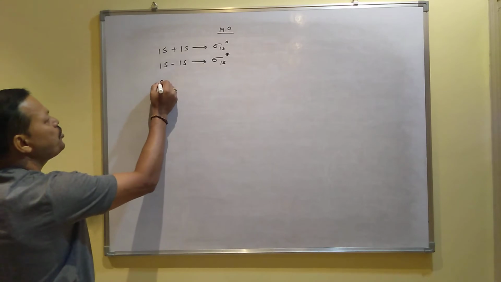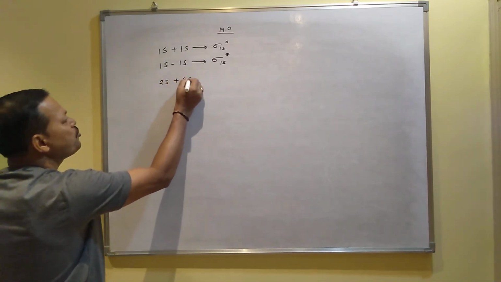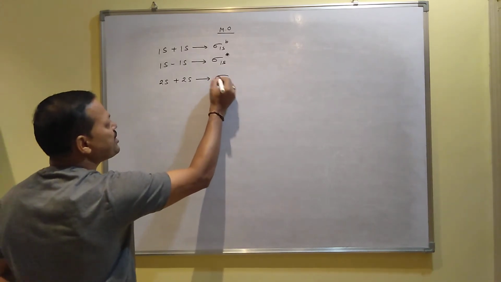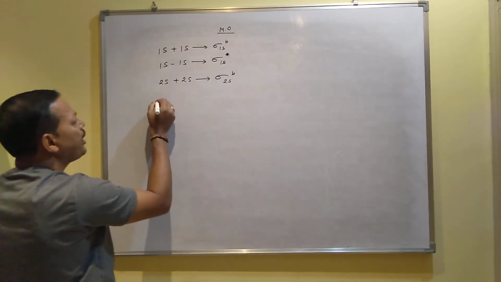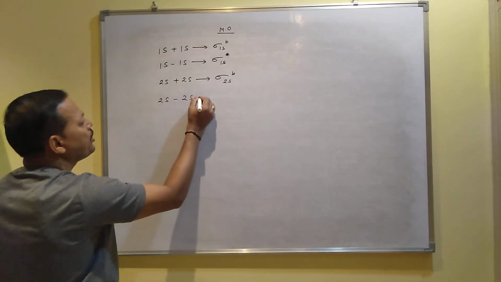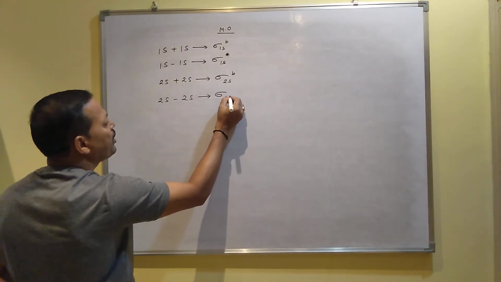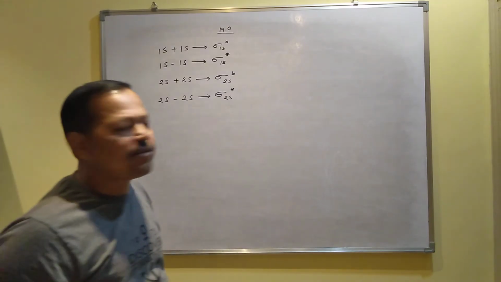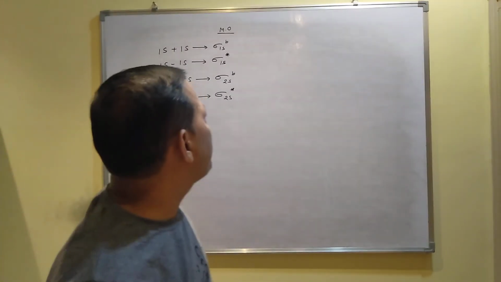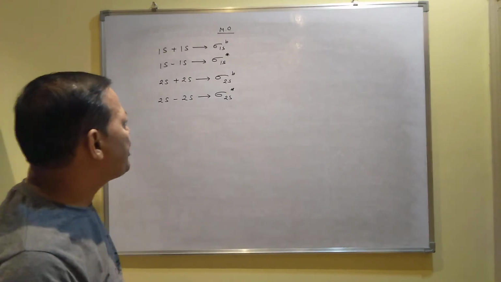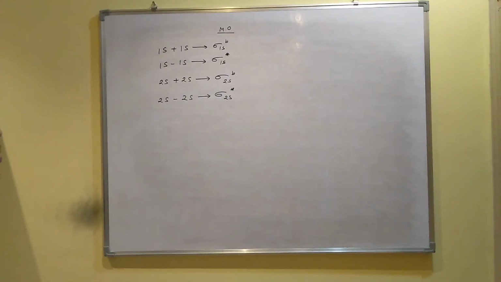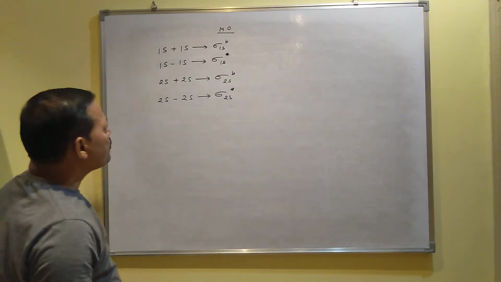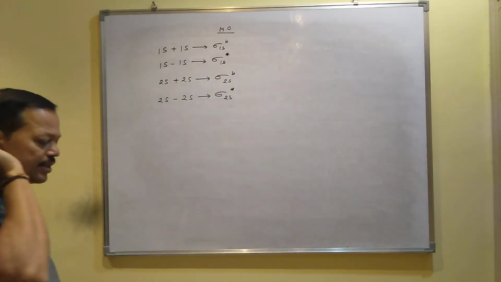Similarly, when 2s combine with another 2s, they form the bonding molecular orbital, which is represented as sigma 2s bonding, and when subtraction takes place, you will get the corresponding anti-bonding orbital, represented by sigma 2s star. In the main points I have given, bonding molecular orbitals are represented by sigma, pi, delta, like that, and anti-bonding molecular orbitals are represented by the star symbol. That's why for anti-bonding you always have to use a star. So this is for 1s and 2s.